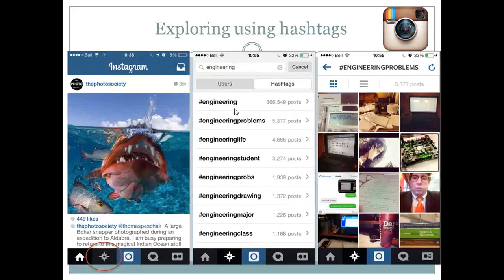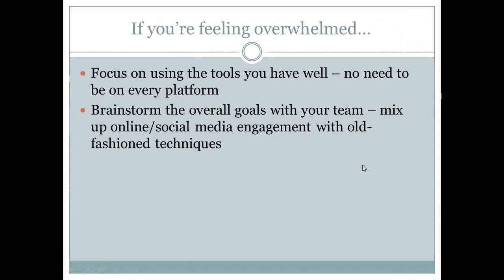So you can explore hashtags. You can see we've got some examples of different funny hashtags here. So engineering is one. Engineering problems, engineering life, engineering students, that sort of thing. You look at engineering problems, you've got all these funny photos. They're sort of ironic. I recommend you go on, have a look, see what you can find there. It's pretty amusing stuff.